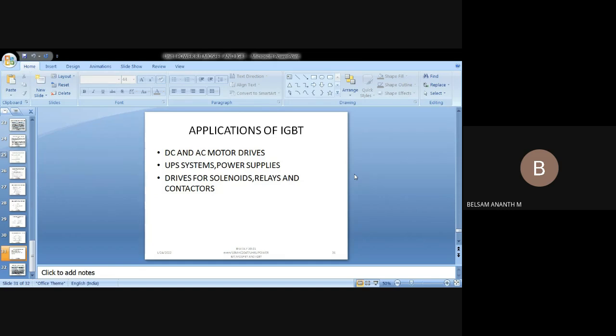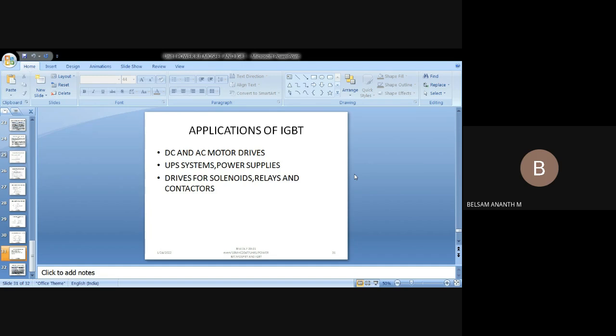Okay, so IGBT you can consider as one of the switching devices. UPS system means uninterrupted power supply system, and the power supplies which are connected in the house, the switching part may be considered here as IGBT. But I told you today commercially many people are looking into SCR or thyristor. And drives for solenoid. What is a solenoid?